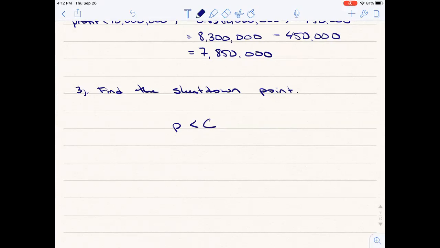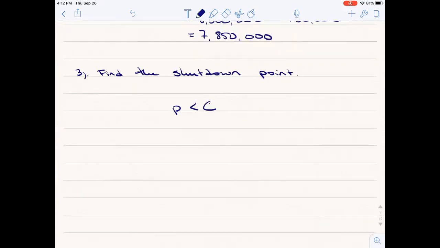So that's the shutdown point, right? And so we need to know what C is, and then we just leave P as it is. So when P is less than 42 cents, we shut it down.